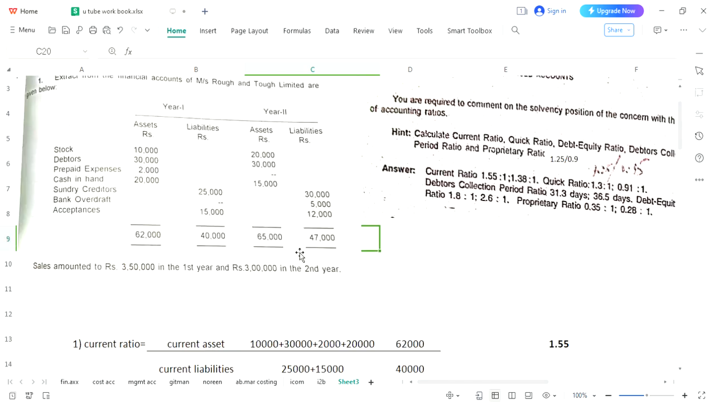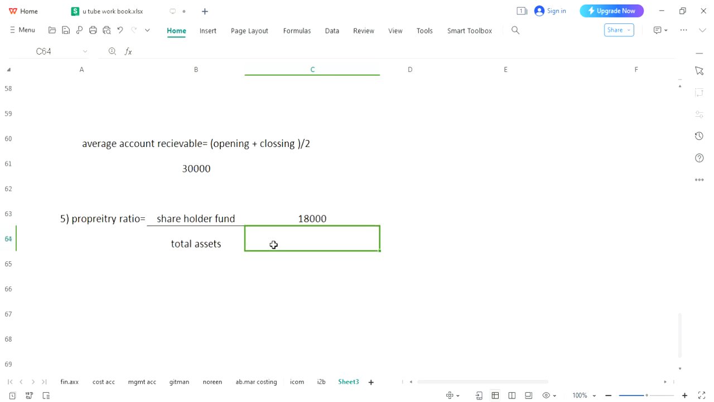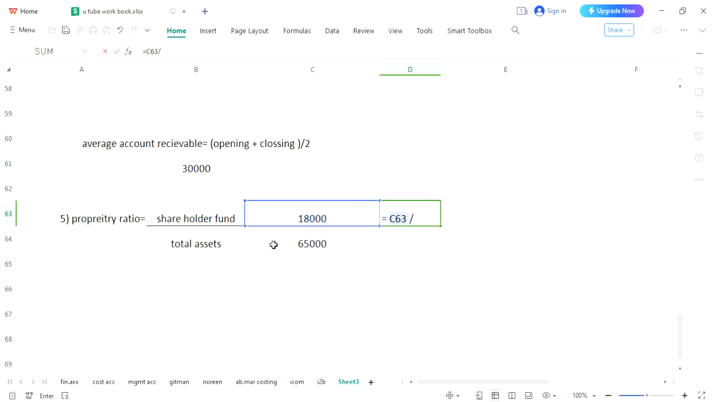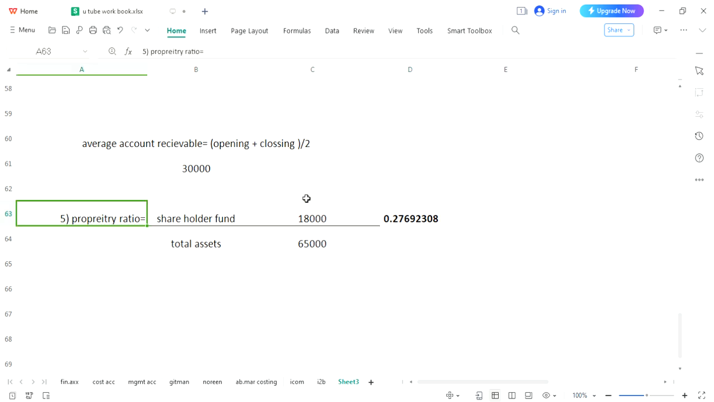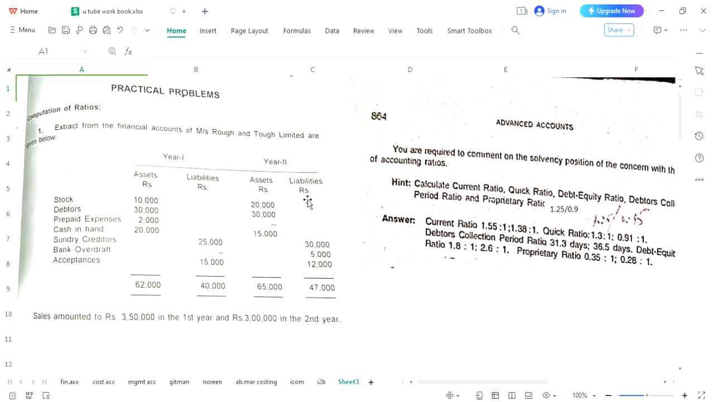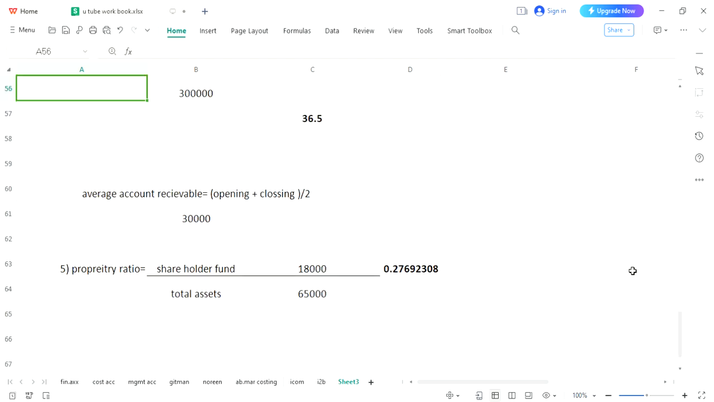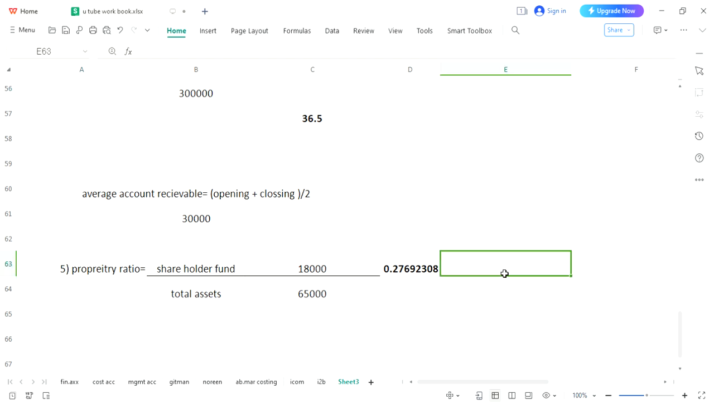Just get back to the question. Here you can see second year assets 65,000. Just put 65,000 over here. Now it's time to calculate 18,000 divided by 65,000. What we have calculated is the proprietary ratio for second year. Let's check it out. Proprietary ratio second year 0.28 and we have calculated 0.2769. So if we round it up, it is 0.28.